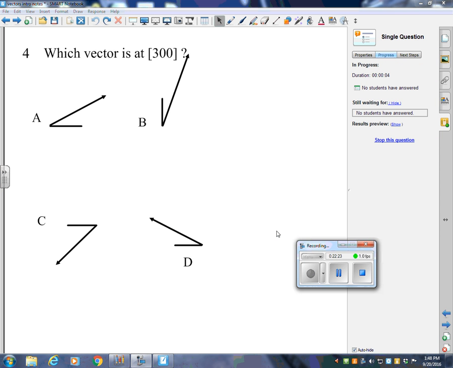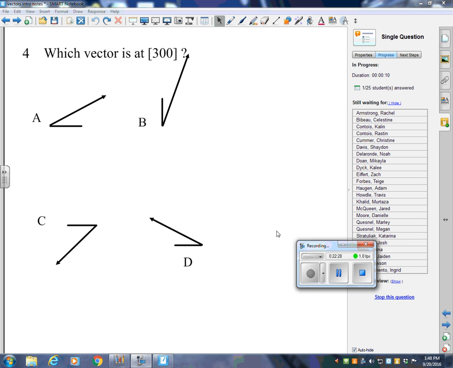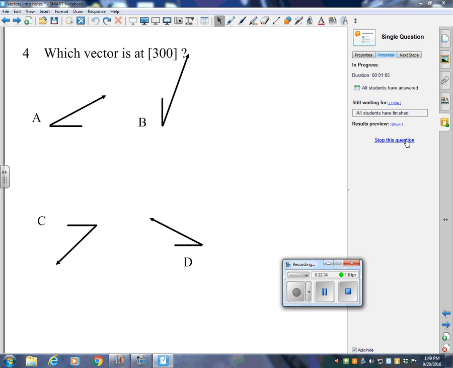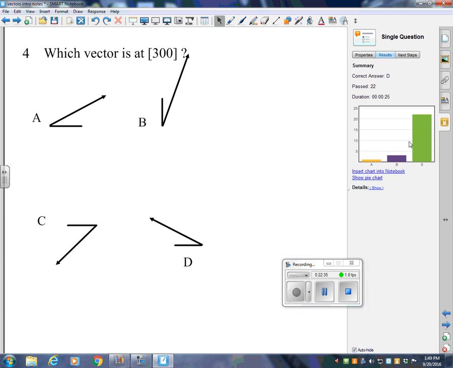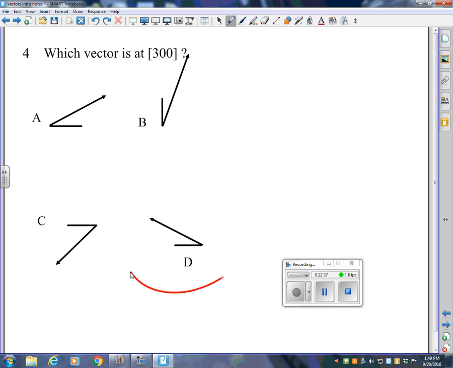Which vector is at 300? Bearing 300. I'll use those square brackets to signify that. Okay, correct answer is D. Yay! Most people got it right. 300, because straight west is 270, right? Okay? So this would be 30 degrees.